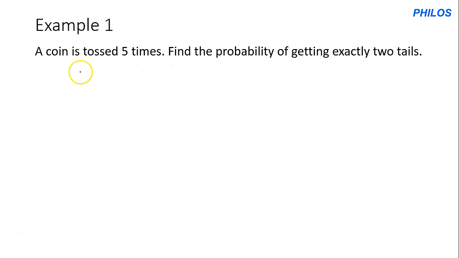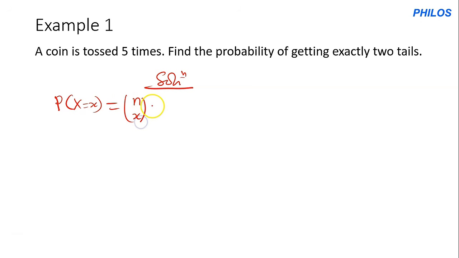Now question 1 says, a coin is tossed 5 times. Find the probability of getting exactly 2 tails. Now to solve this question, first, what is the binomial formula? The formula says that the probability of X equals x should be equal to n combination x, P exponent x times Q exponent n minus x. Now, the question says a coin is tossed 5 times. It means that the question has given you n to be 5.